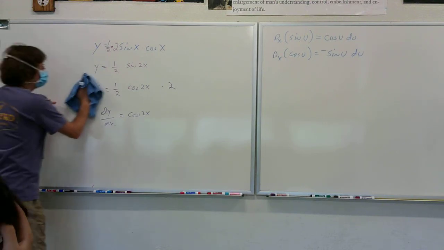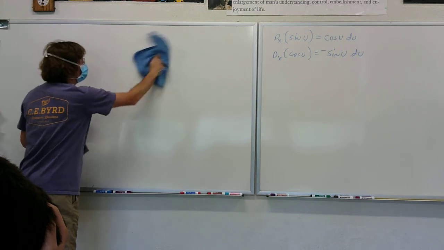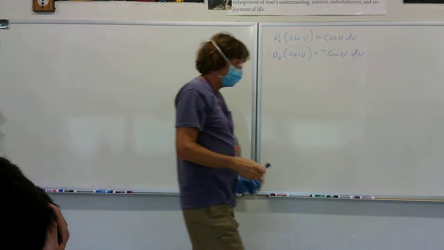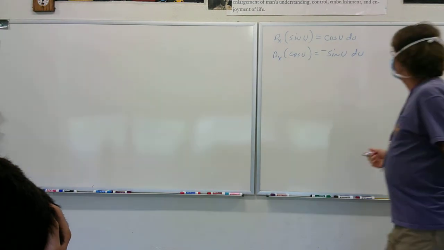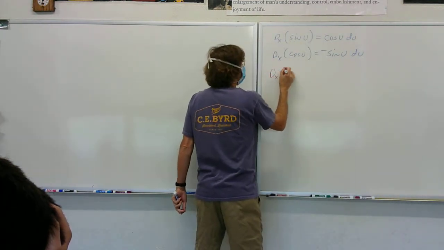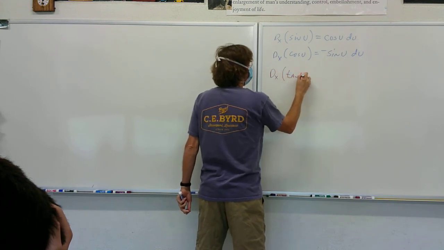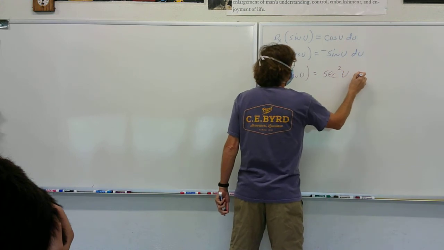All right. Now, here we go. Let's go ahead and get this one out of the way. The derivative of tangent u is equal to secant squared u du.